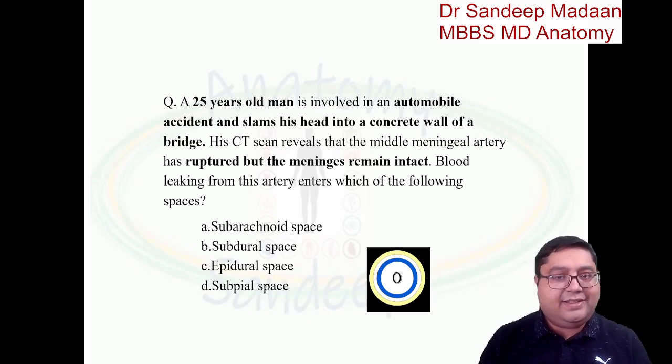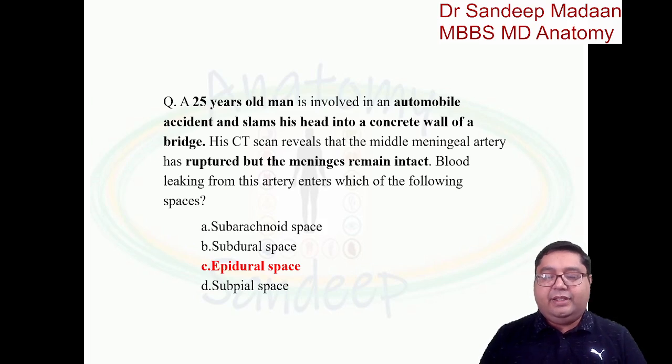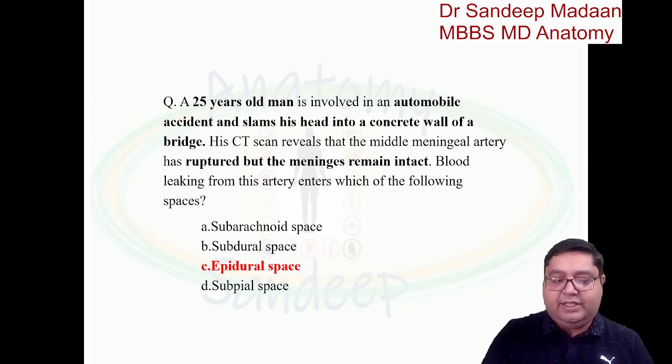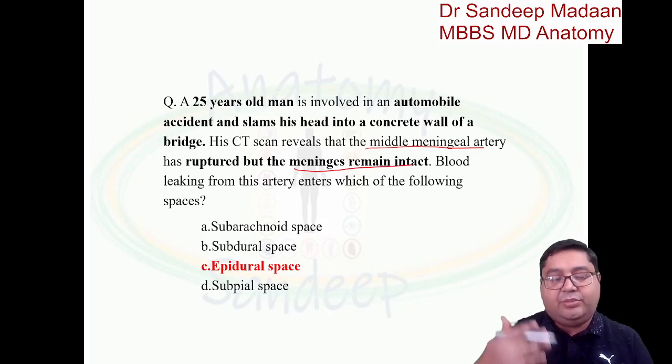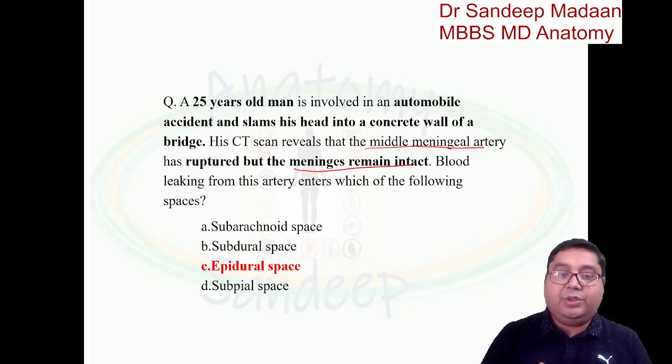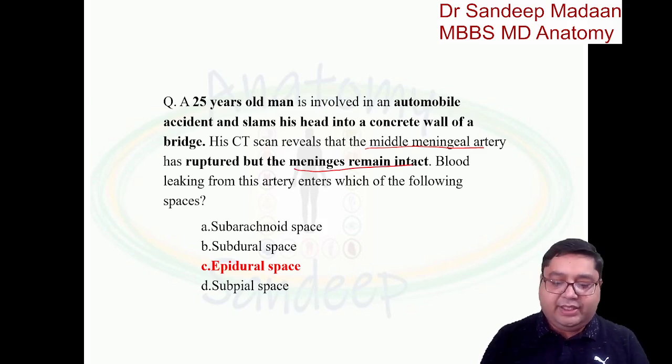So what is your answer? Here the correct answer is epidural space. Why? Because this patient was involved in the accident and the CT reveals that middle meningeal artery has ruptured but the meninges remain intact. So the collection of the blood is outside the dura, and anyway we know the middle meningeal artery rupture is the most common cause for the epidural bleed, right?